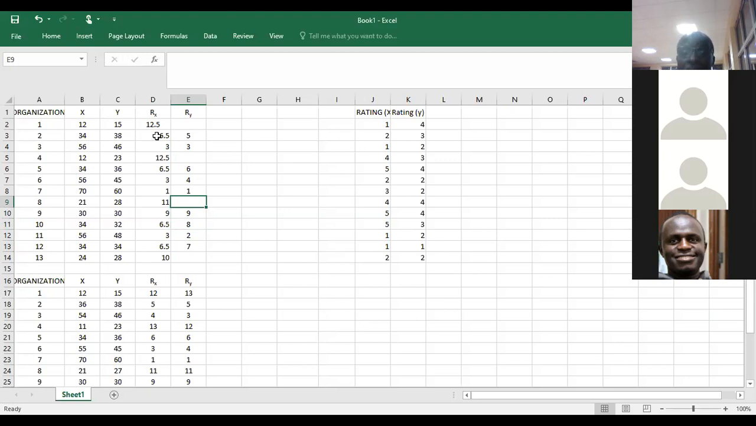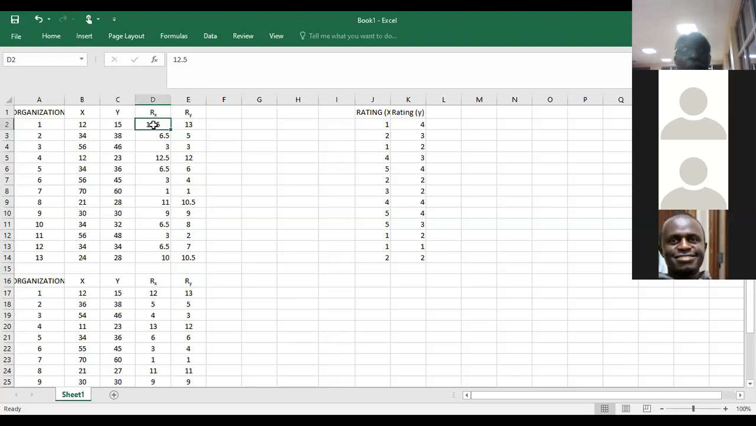10 plus 11 is 21, divided by 2 gives 10.5. So 10.5. And then where are we? 12 now. And then this is what? 13. And we are done.